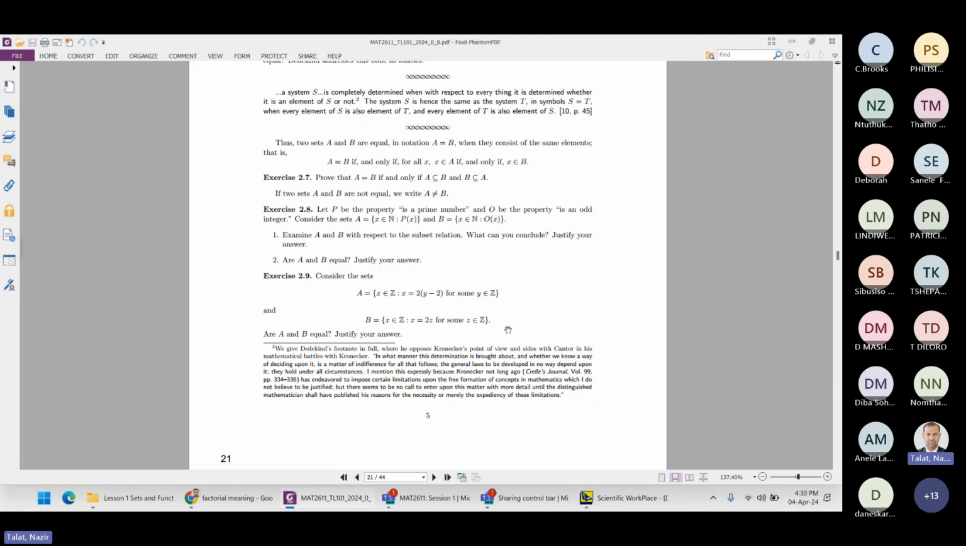Are they both equal? If you describe these sets, A contains all those integers which are even integers: 0, plus minus 2, plus minus 4. And B contains all those elements which are in the form of 0, plus minus 2, plus minus 4. So hence you can see that both sets A and B are equal sets.